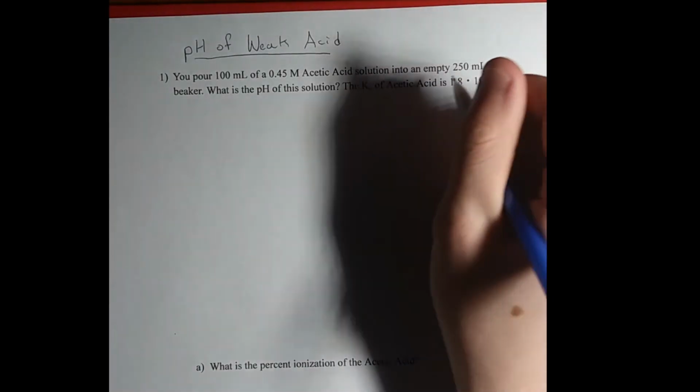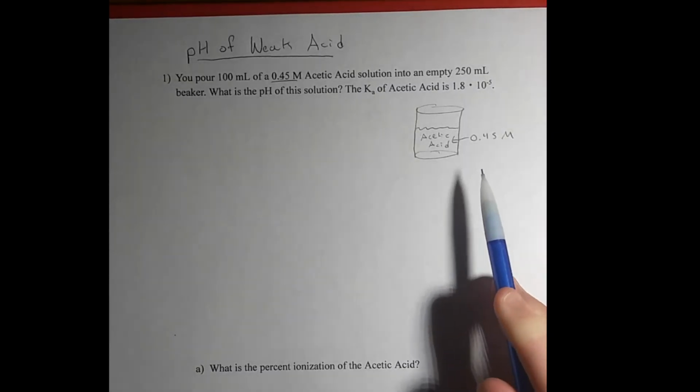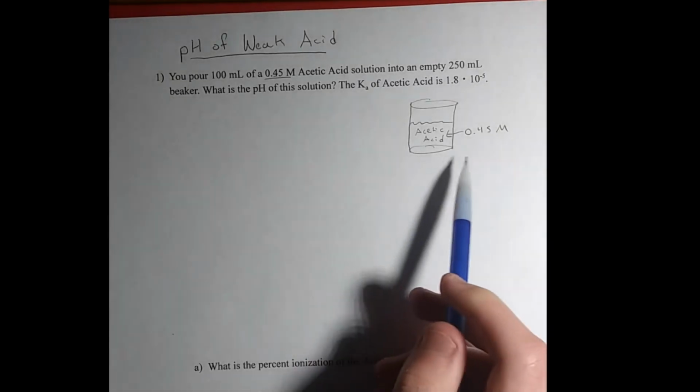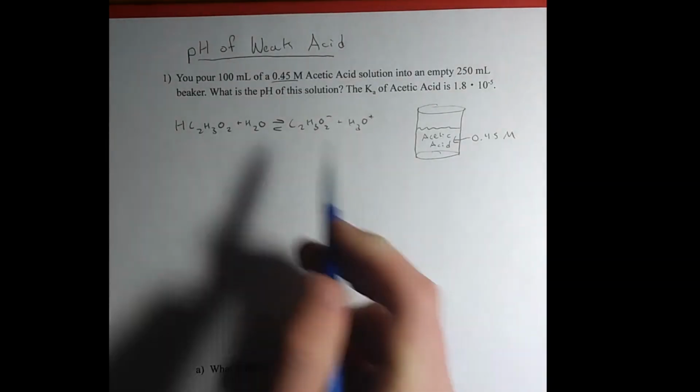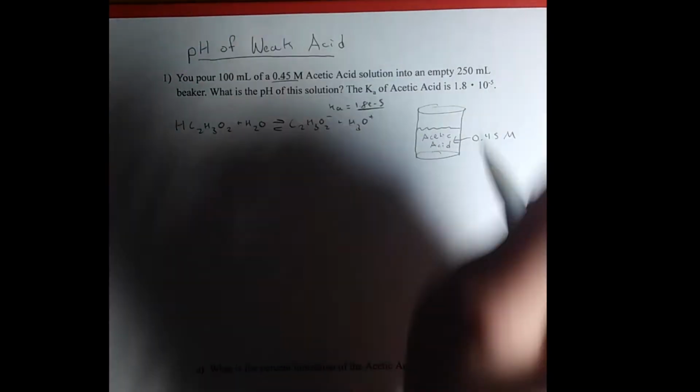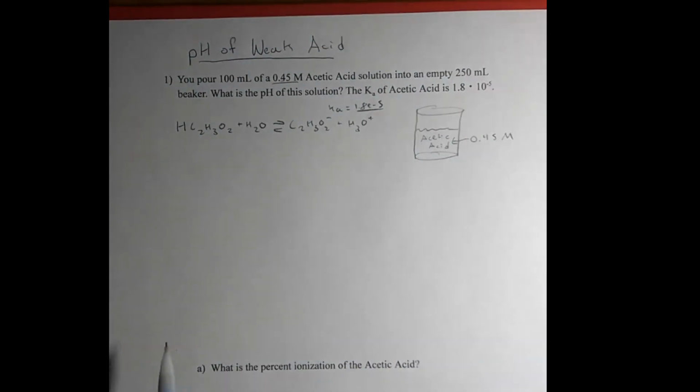Alright, so let's just start with what we have. We have a picture of what's happening here: 0.45 molar of acetic acid in this beaker. There's our equation, and this Ka is 1.8 e negative 5. And so what you do is you write your ICE table, right?